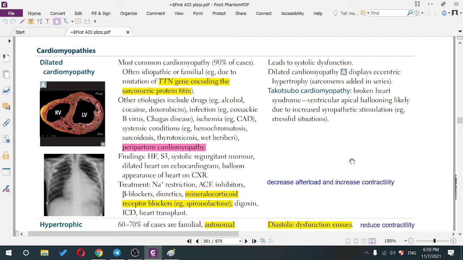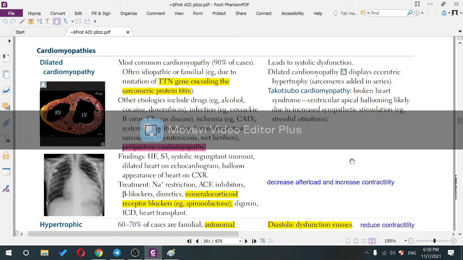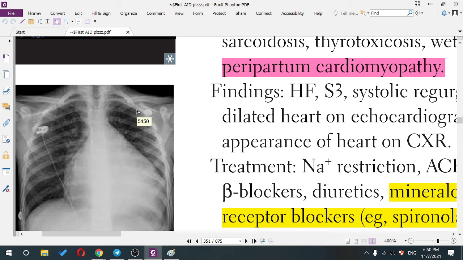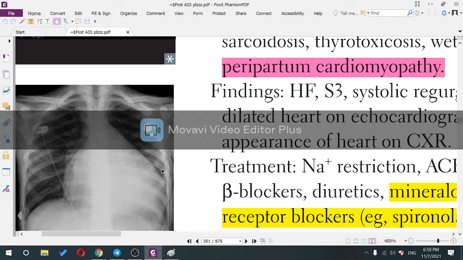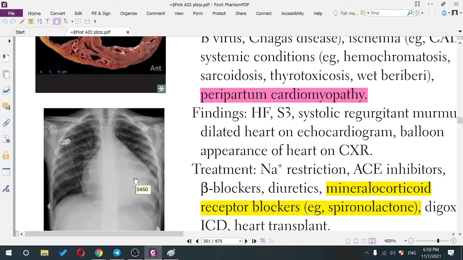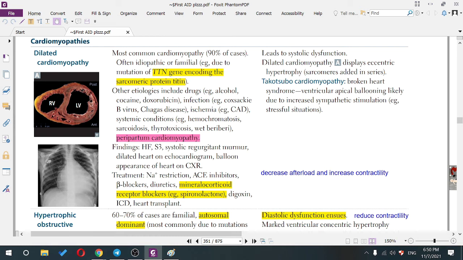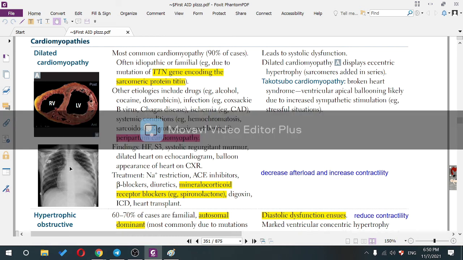Yep, awesome, good. So the next thing we have is a dilated heart seen on an echocardiogram. And how does a dilated heart look? It looks big. If you take a look at this picture, normally the heart apex should be at the fifth intercostal space, 2.5 centimeters right to the midclavicular line. But here it's left to the midclavicular line. If it's left to the midclavicular line, it tells you that the patient is suffering from cardiomegaly. So, the balloon appearance of the heart on chest x-ray. You can see here is the balloon.